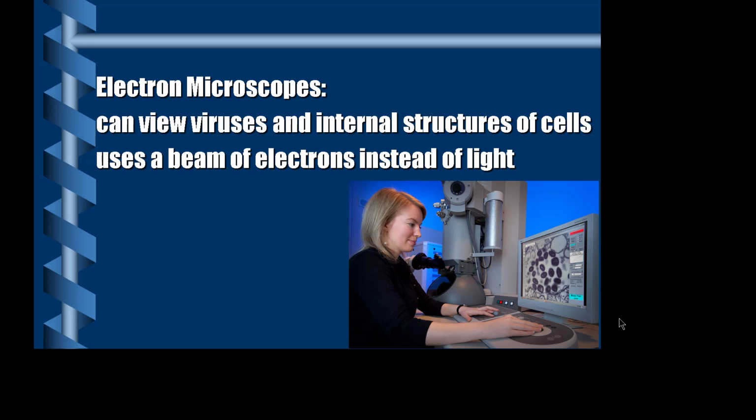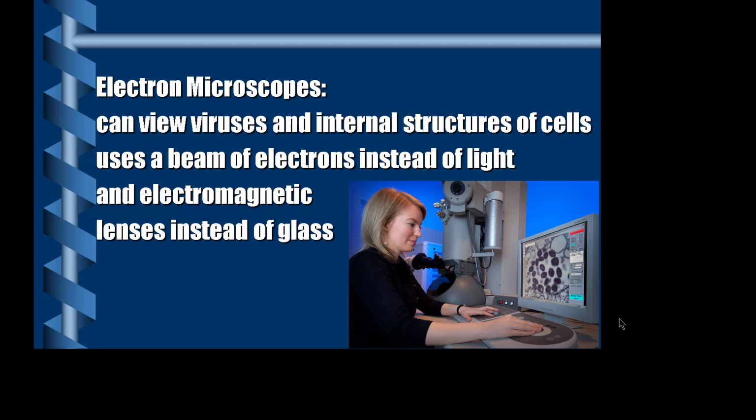So then there's no real reason for glass lenses. So they're kind of like mirrors. They're called electromagnetic lenses. And that kind of helps the electrons bounce at the specimen from different angles, so you can get more of a three-dimensional image.